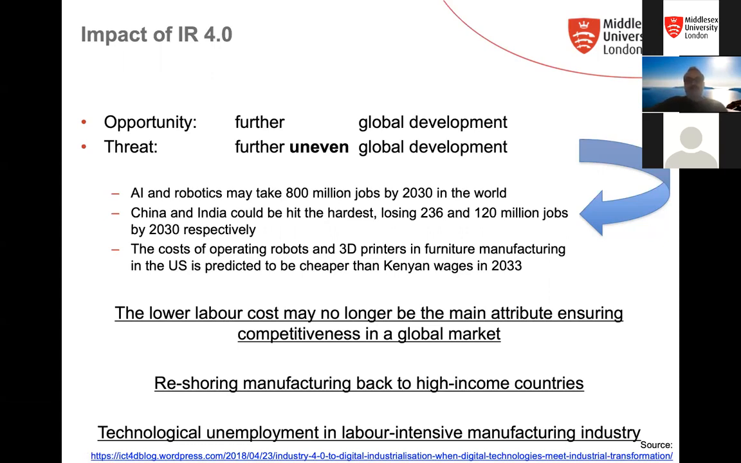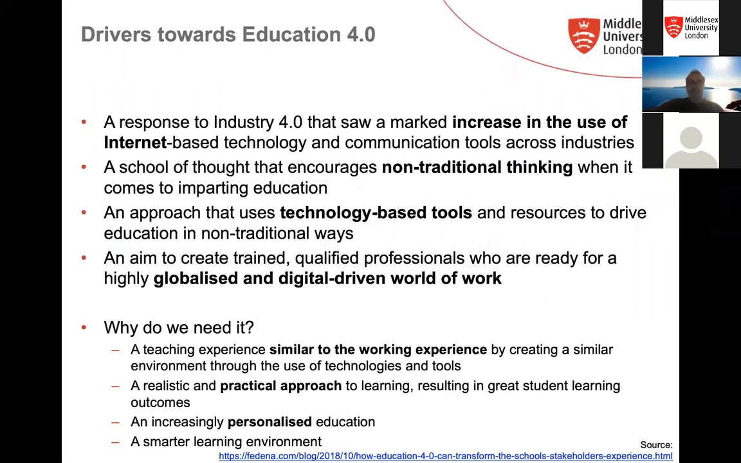And it is expected that AI and robotics may take 800 million jobs by 2030 in the world, which means that China and India might be hit hardest, losing millions of jobs. And the reason is that the cost of preparing a piece of furniture by using a 3D printer will be cheaper in the US rather than at the equivalent Kenyan wages in 2033, which means that companies in the US and companies in the UK will think of reshoring some jobs.